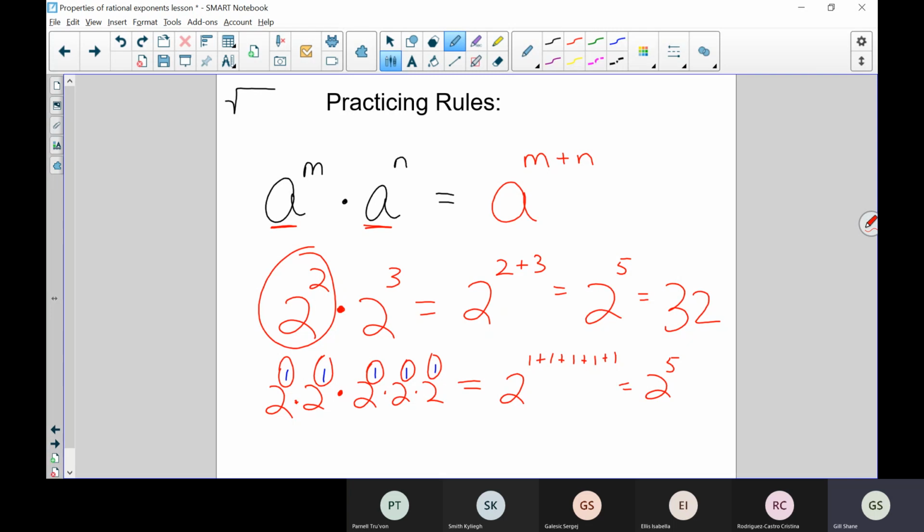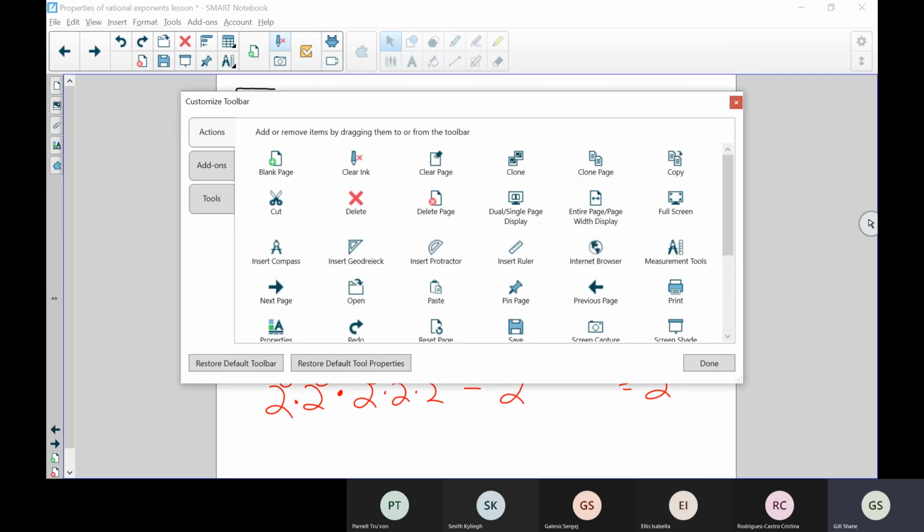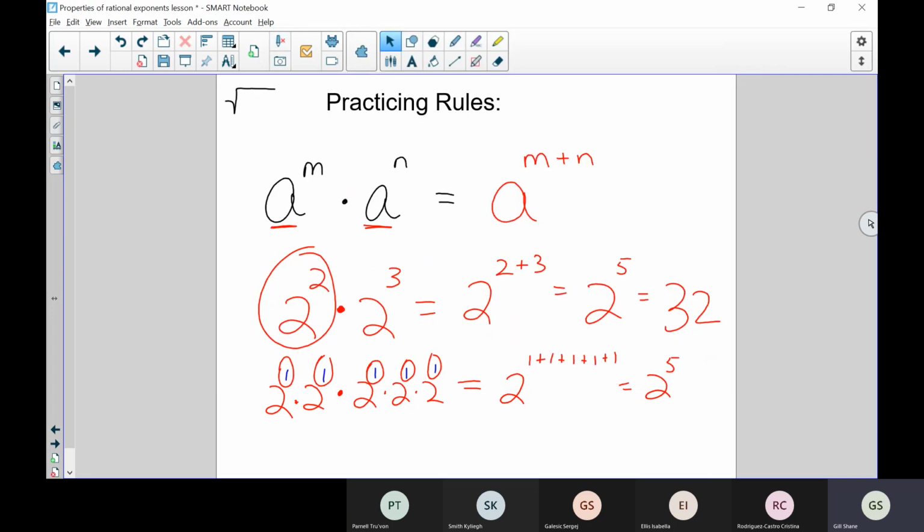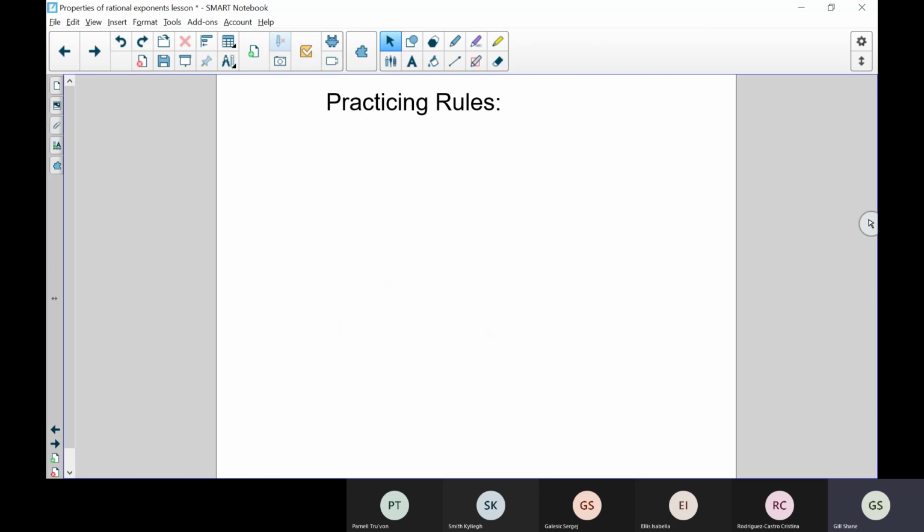Oh boy, it's going to erase everything on frame. That's okay. Oops. Oh, I didn't do that. All right, let's try that again. There we go.